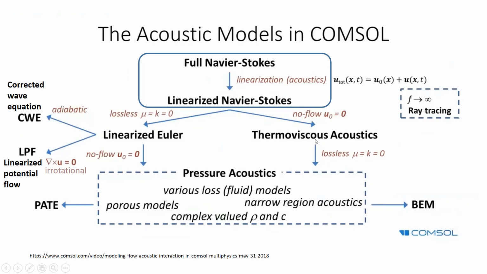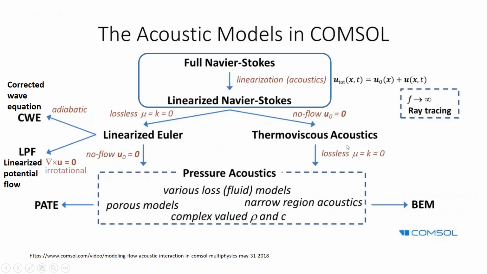This is a model inside COMSOL. If we make it ideal, we can have linearized Euler. And for linearized Euler, if we make it adiabatic, we have a corrected wave equation. If we make it irrotational, we have linearized potential flow. So it depends on your study, what you want to do. If you have an adiabatic flow, or if you can model an ideal flow outside the solid domain, it depends on your model. If you also have heat transfer, the flow velocity is really small, so you don't need to include it in the acoustics field.